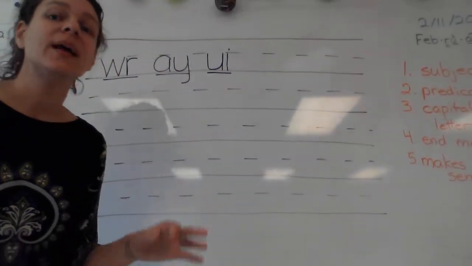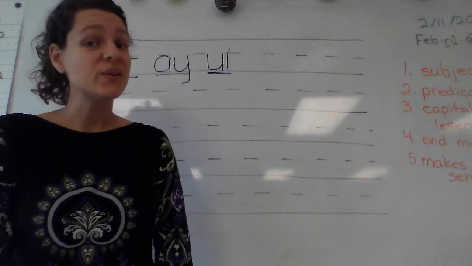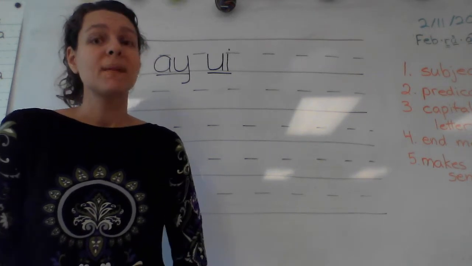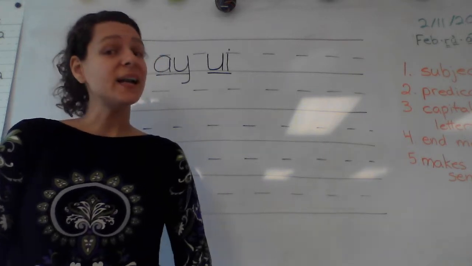All right, the next one is g, two-letter g, always followed by a vowel. What are you going to write? Good. G, two-letter g, always followed by a vowel. Say it while you write it.